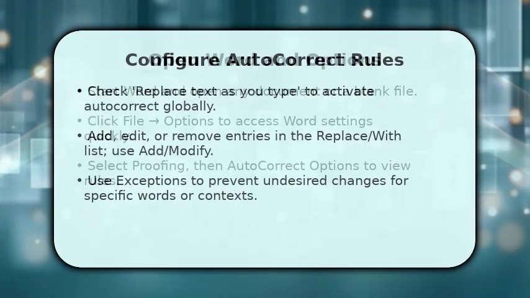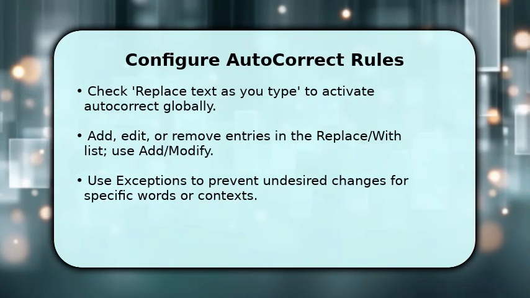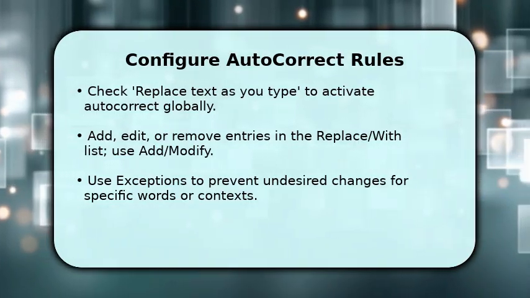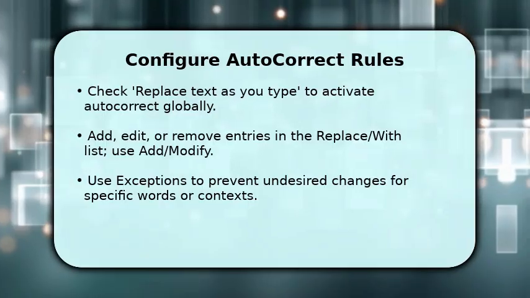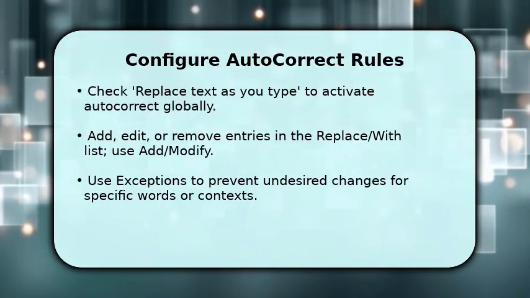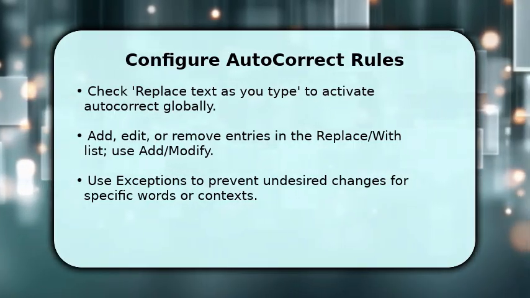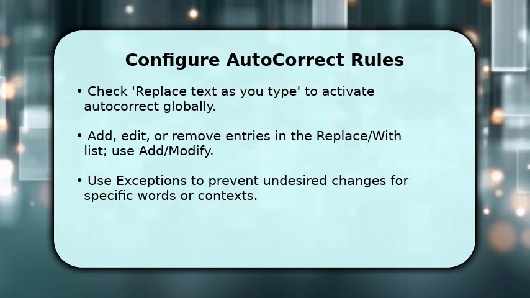Proceed to the Options tab. Once the autocorrect dialog is open, check Replace Text as you type to turn on the feature across Word. Next, use the Replace and With fields to add or modify entries. Type the shorthand, then the corrected text, and press Add. This customizes behavior for your workflow.